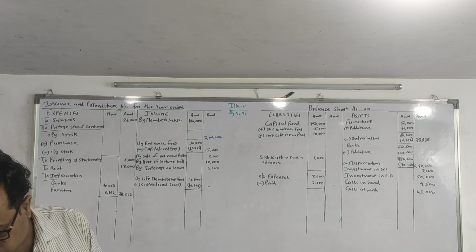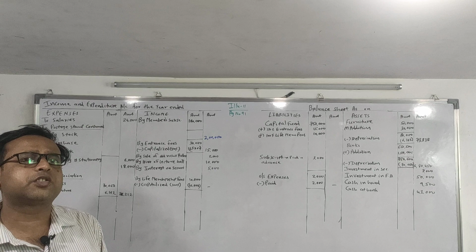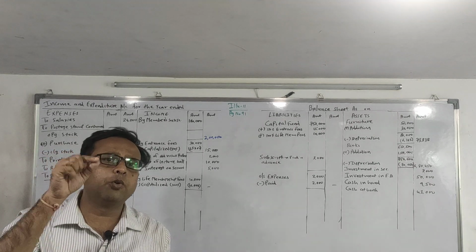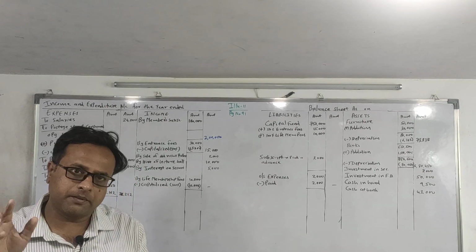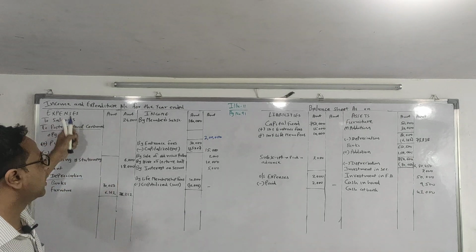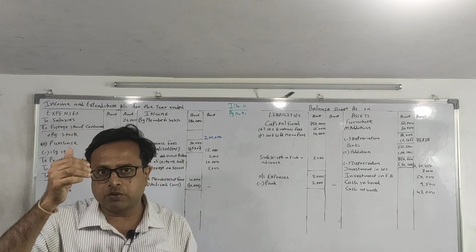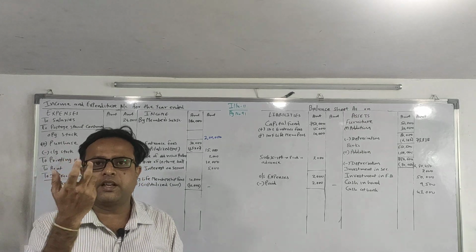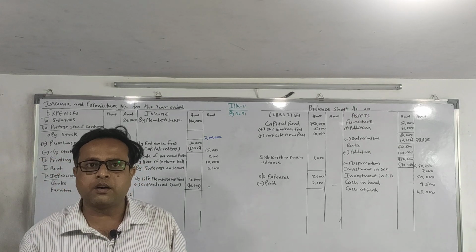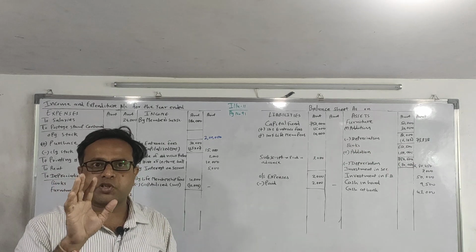The value of unused postage stamps was rupees 200. So this is the closing stock of postage stamps. What to do with this, that also I will tell you. So how will you start with the sum? You have gone through the entire question. Wherever an adjustment was there, you have put a dot. You have noted down the posting.